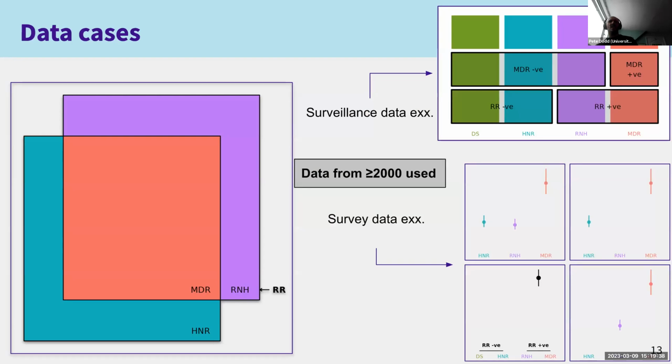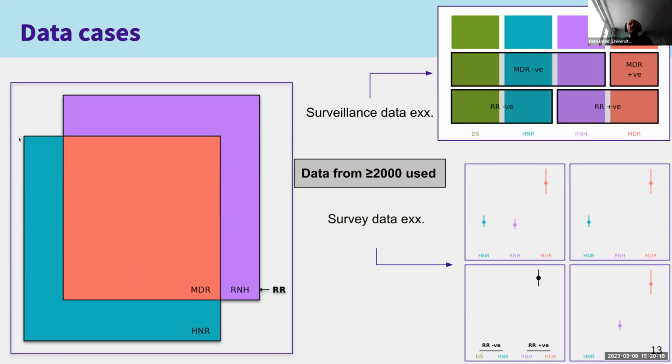So this is my kind of cartoon of what the data could look like. On the left, the large purple square is all TB. Within that, the coloured squares are different kinds of resistance. The teal is isoniazid but not rifampicin resistant. The purple is rifampicin but not isoniazid resistant. Where they overlap, that's MDR. And rifampicin resistance, of course, is this larger box, so it's the salmon plus the purple.